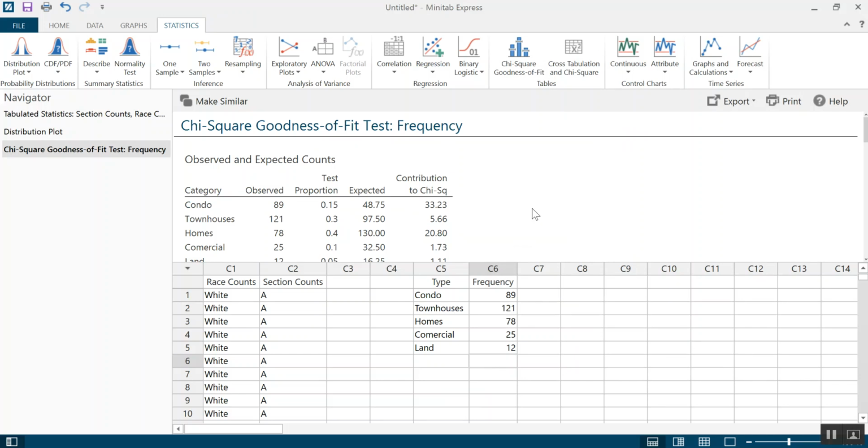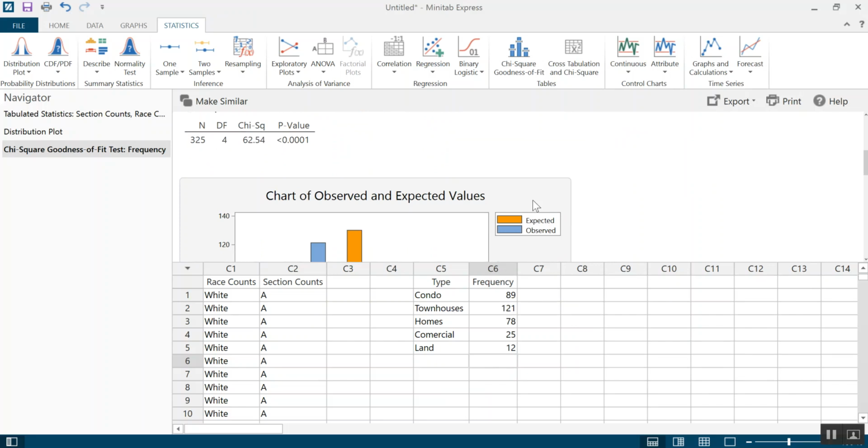Where's my graphs? Where's my graphs? There they are. Okay, sorry.